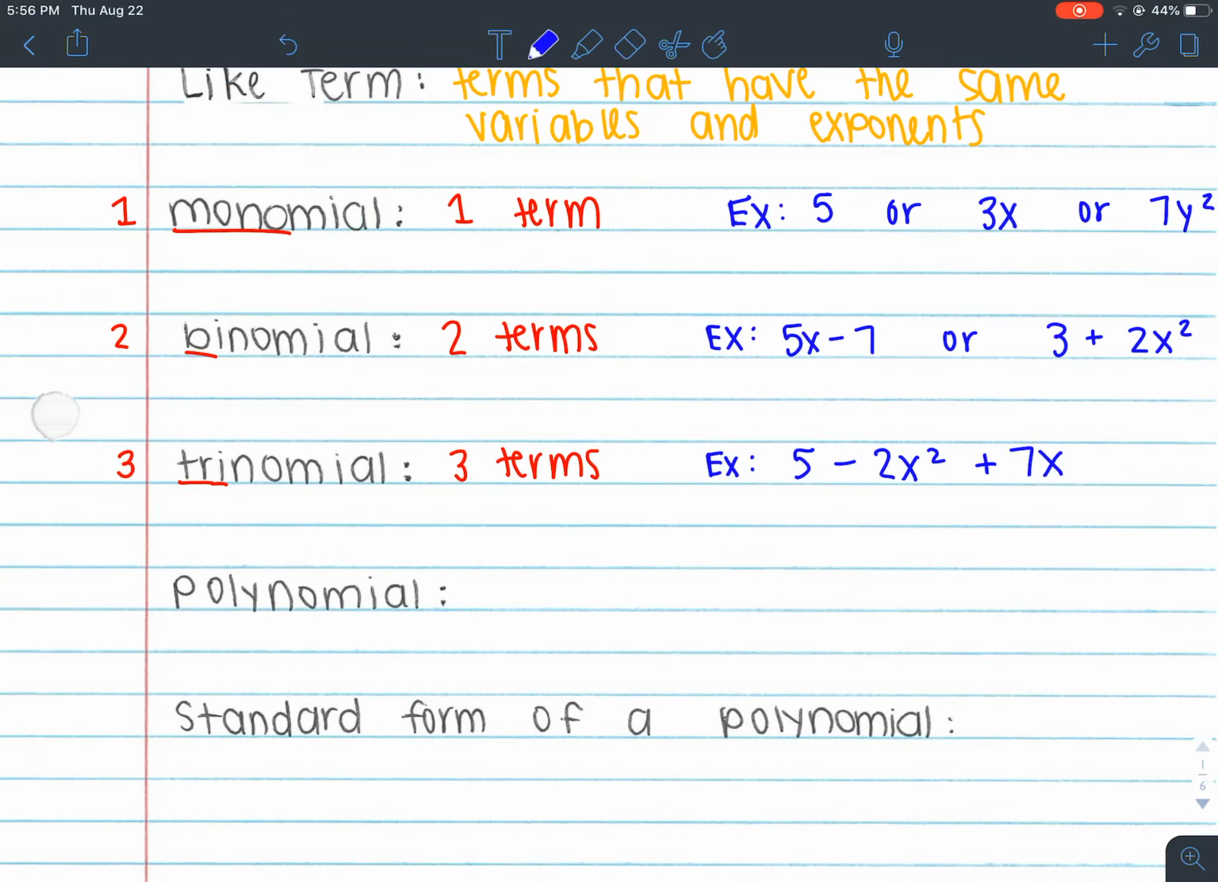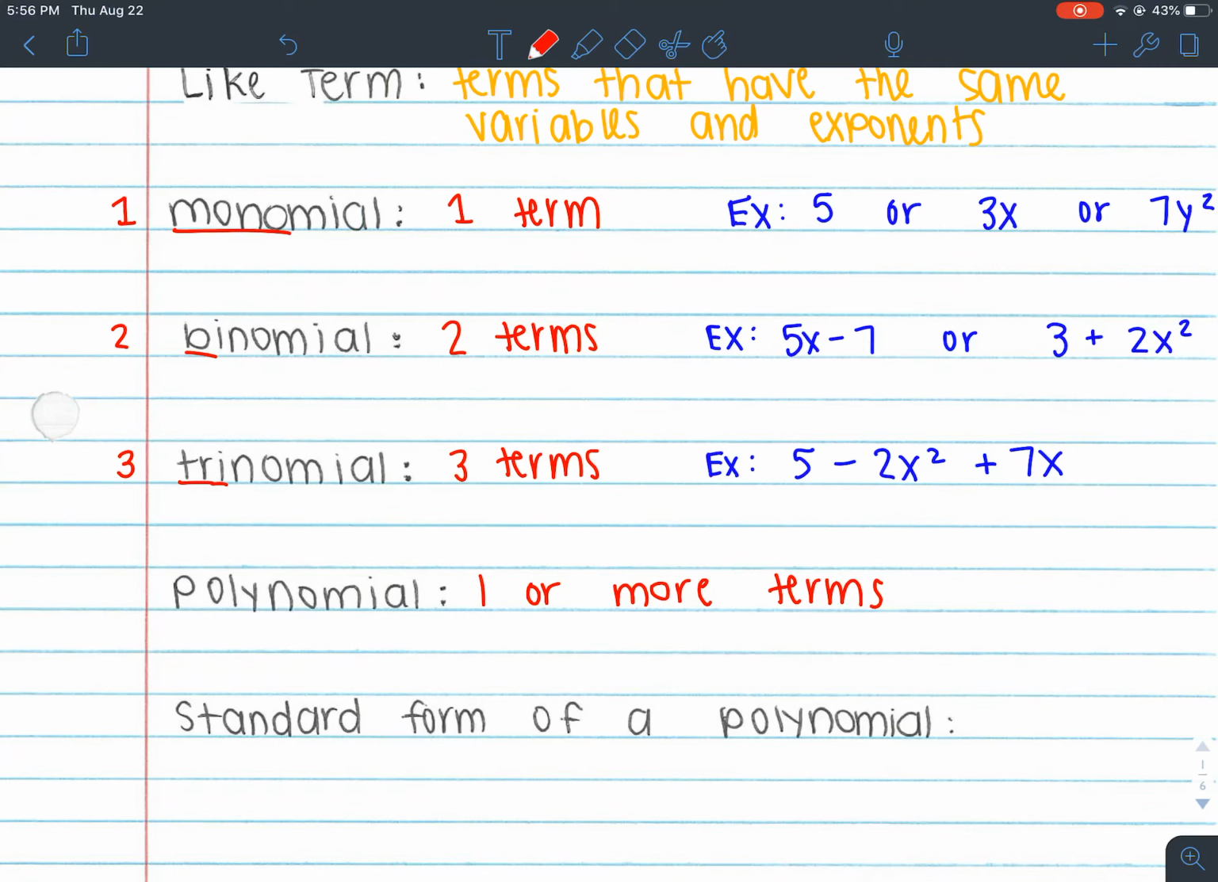All right, a polynomial is an umbrella term, which means it covers all of those, which means it's one or more terms. And if it's one or more terms, it's considered a polynomial. So all the three above that we had are all polynomials. We just have special names for them. So if it's only one term, you call it a monomial. But it's technically also a polynomial. But you want to be more specific. So if you can be specific, be specific.